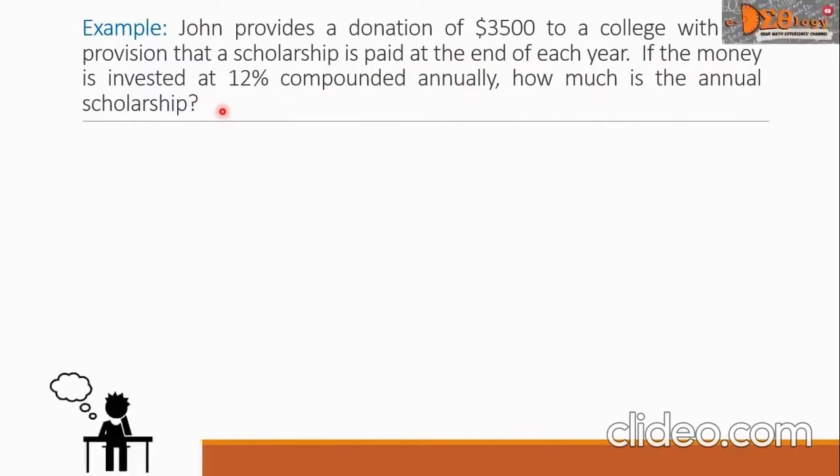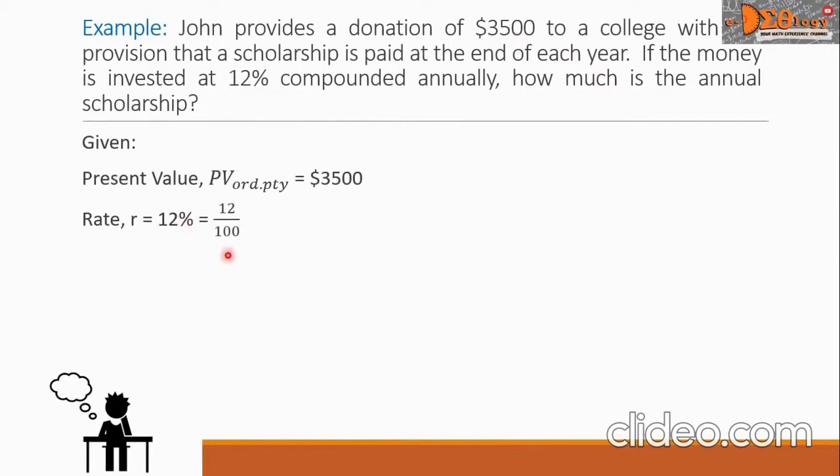Let us first write the given of the problem, starting with the present value, that is PV, and it is $3,500. Next is the rate, denoted by R, and it is this 12%. Let us convert this 12% into decimal. First, let us drop the percent sign and divide the 12 by 100. And the quotient will give us 0.12.